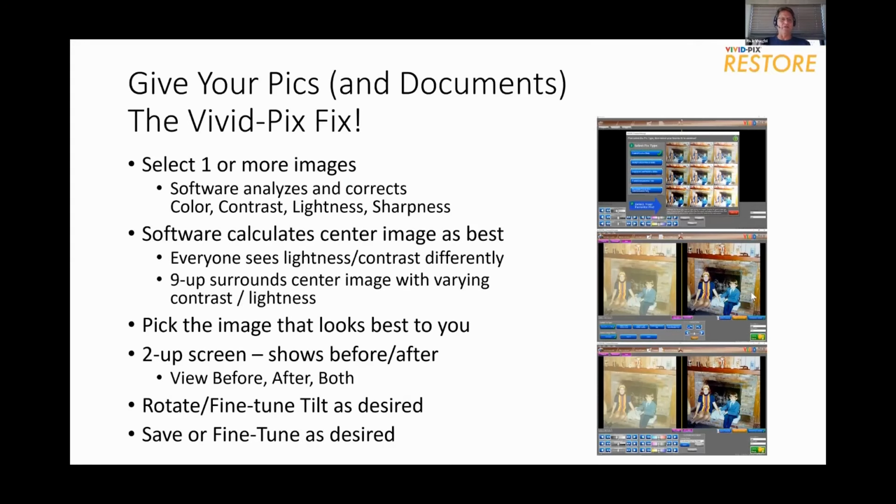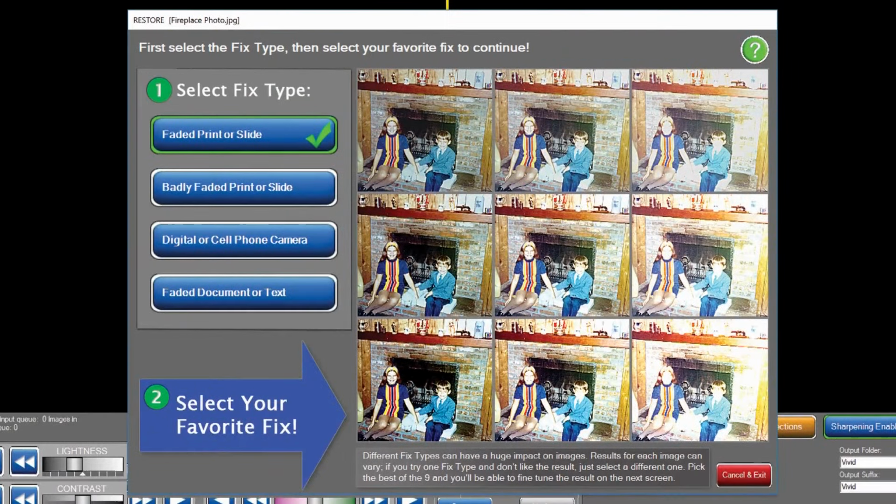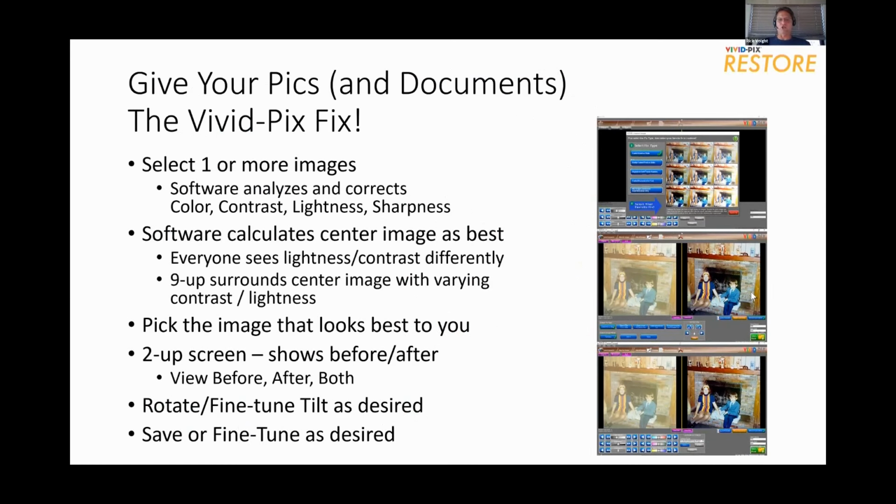We analyze and correct color, contrast, lightness, and sharpness all at once. The software calculates the center image as best. Because everyone sees lightness and contrast differently, we ring that center image with varying amounts of contrast and lightness. You pick the image that looks best to you.